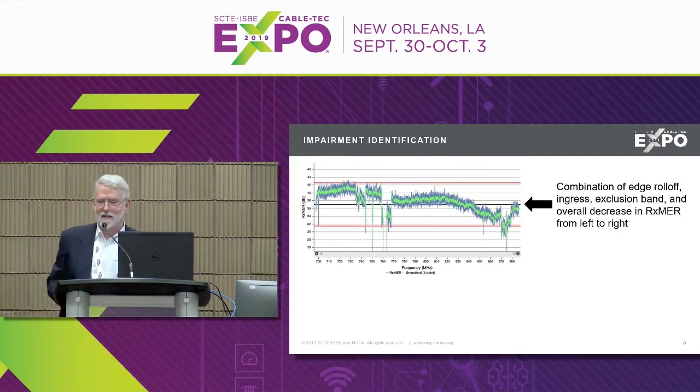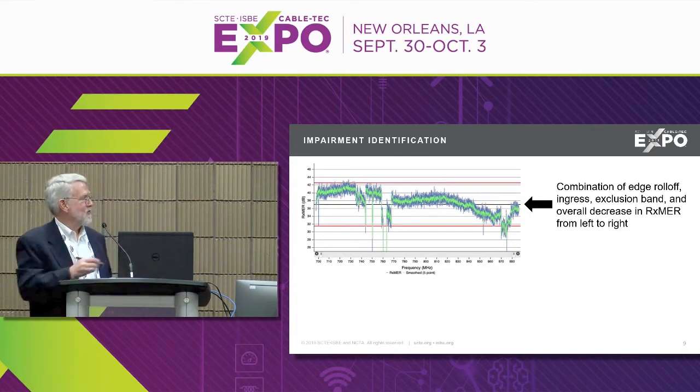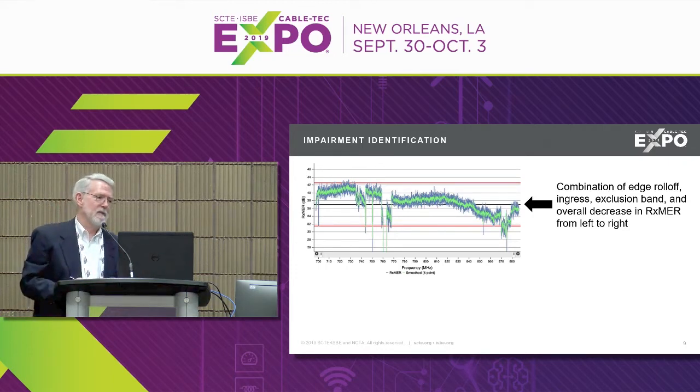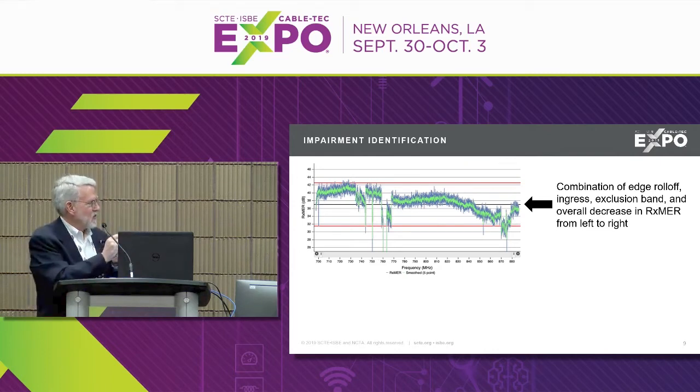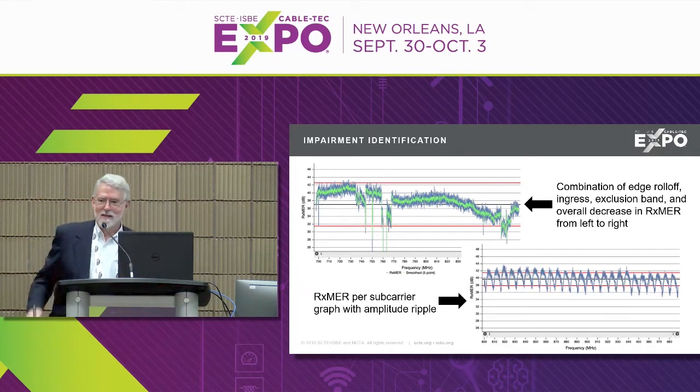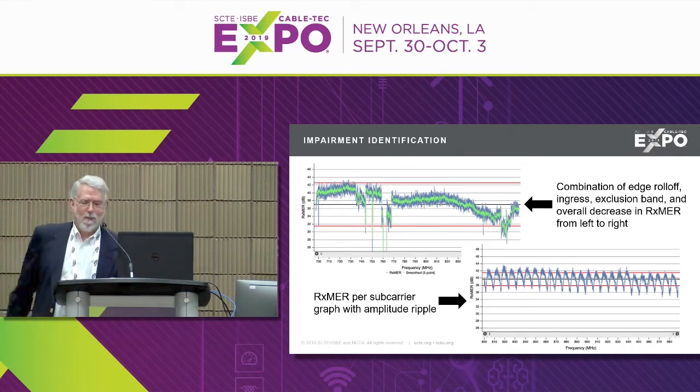Now here's an example that's got a little bit of everything in it. This is real world. As you look at this, you can see edge roll-off, you can see examples of ingress, you can see kind of a general roll-off of the RX-MER per subcarrier going this way, suggesting some frequency response problem or degraded carrier-to-noise ratio at the upper end of the spectrum. There's also an exclusion band in here that the operator had plugged in there. So this has an exclusion band, an ingress, edge roll-off, and a lot of other things. So that's really a pretty nasty looking thing. What do you think of this? This was one that got our attention.